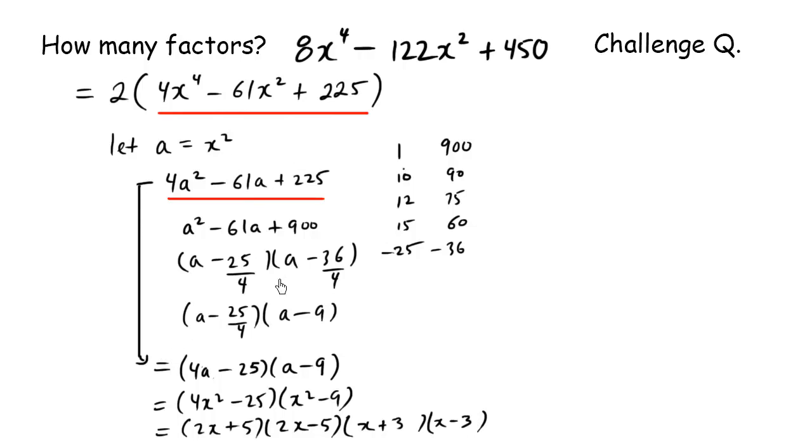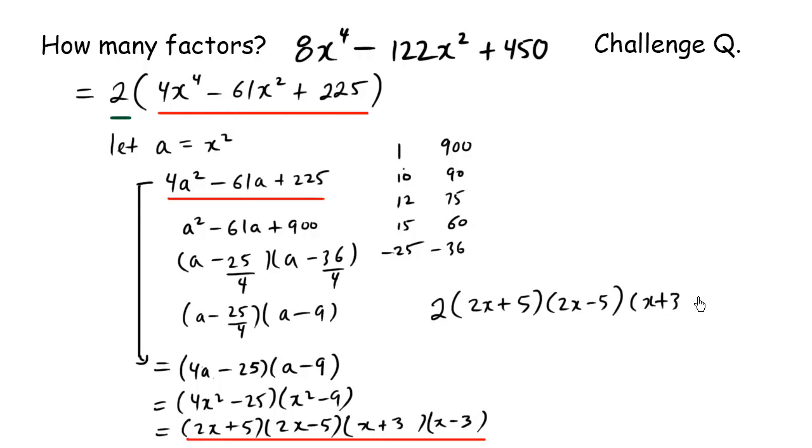So this red underline part expands out to have 4 factors, where we need to remember that we have the green part here, so we need to tack that on. So the final answer is going to be 2, x plus 5, 2x minus 5, x plus 3, x minus 3. And let's count. 1, 2, 3, 4, 5. We include the number. There's a total of 5 factors.